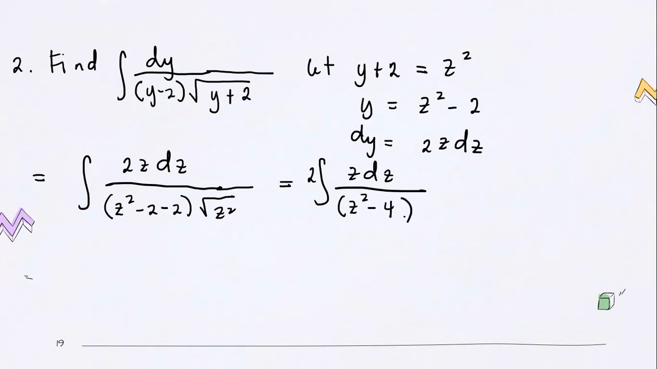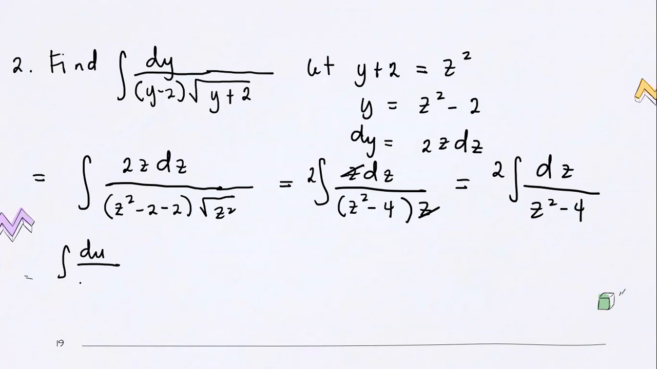Then, square root of z squared is c. Then, cancel. We have 2 integral of dz over z squared minus 4. Using the formula, the integral of du over u squared minus a squared is equal to 1 over 2a ln of u minus a over u plus a plus c.